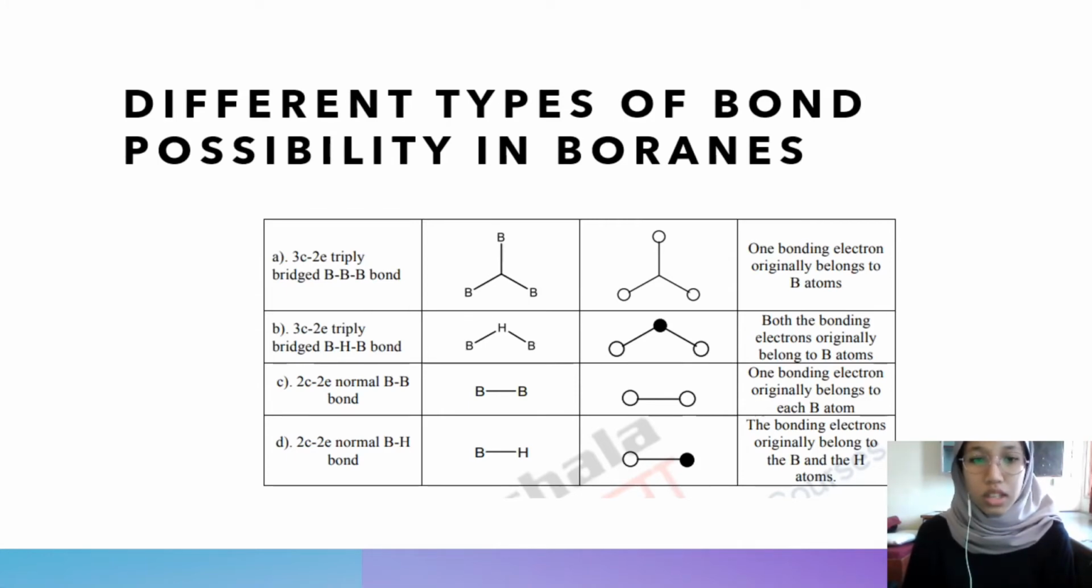This is the example that we have seen just now, where each boron atom contributes 1 valence electron. Next is 2 center 2 electron, which is the normal boron-boron bond. One bonding electron originally belongs to each boron atom, meaning that each boron atom also contributes 1 valence electron. So in total there are 2 electrons. And lastly, 2 center 2 electron for the normal boron-hydrogen bond. So the bonding electrons originally belong to boron and also H atoms.